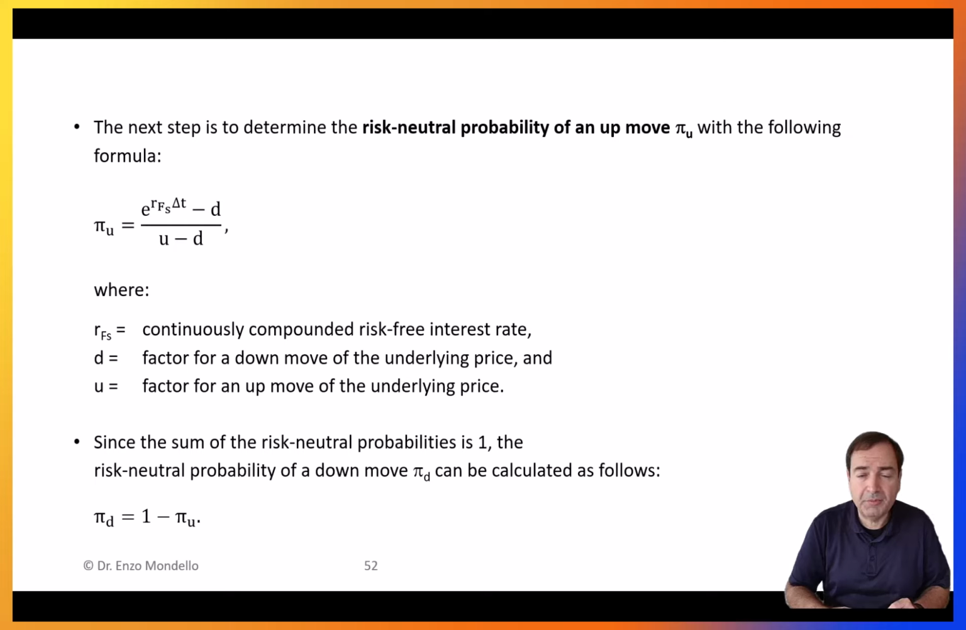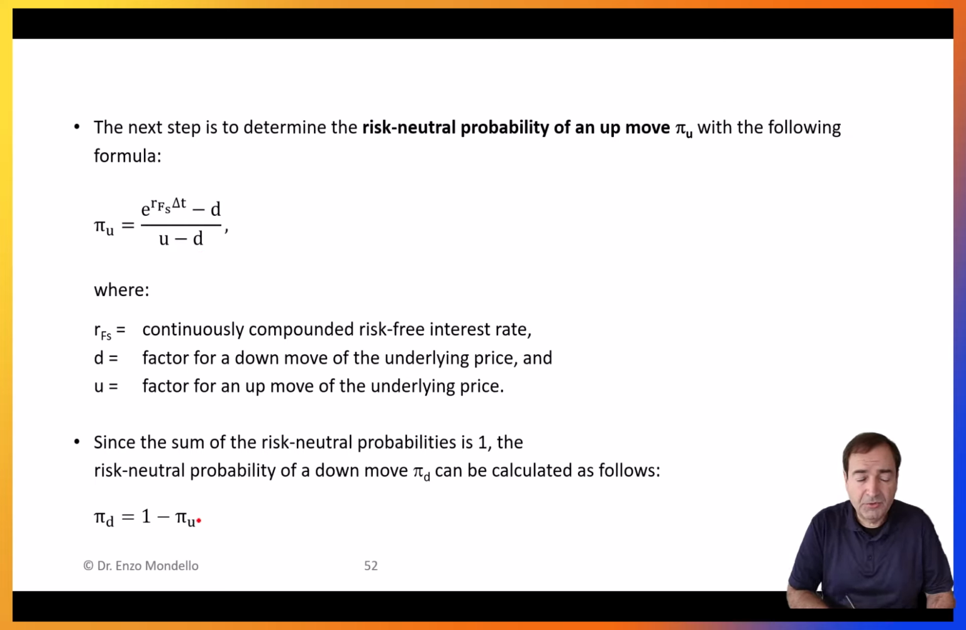The second step to apply a one-period binomial model to calculate the option price is to determine the risk-neutral probability of an up move and the down move of the underlying share price. The risk-neutral probability of an up move is calculated as follows. We take the Euler's number to the power of the continuous compounded risk-free rate times one period in the binomial model minus the down factor calculated in step 1 divided by the up factor minus the down factor.